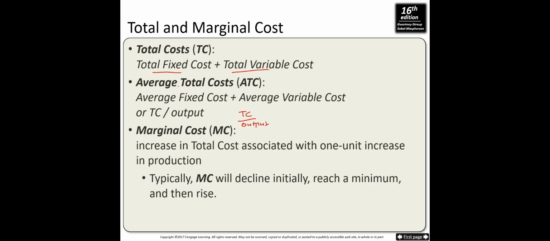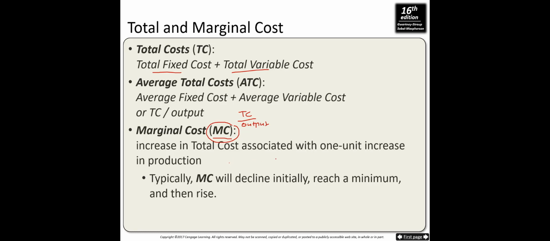Another important cost that you need to understand is marginal cost. Marginal cost is very important to make decisions. Economics is a decision-making science, so we need to make decisions at the margin. If that is the case, we need to understand what marginal cost means. It's the increase in total cost associated with a 1 unit increase in production.